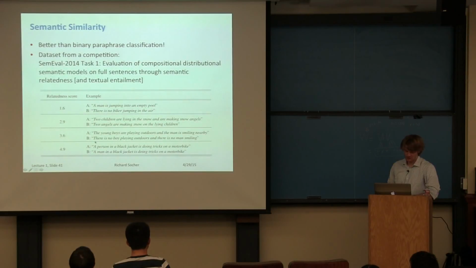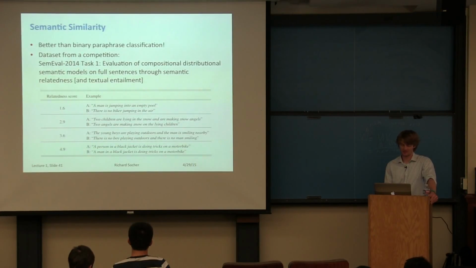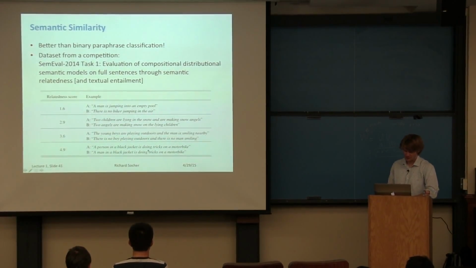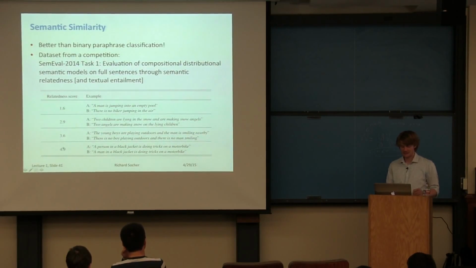And then we move on to more and more similar things. So the young boys are playing outdoors and the man is smiling nearby, and there's no boy playing outdoors and there's no man smiling. So these two here, you would think are describing kind of different things, but they're still quite related in several ways, in that the same kinds of actors are being described, same kind of activities are being described, just one is actually negated. And then here we have two sentences that are really very similar. A person in a black jacket is doing tricks on a motorbike, and a man in a black jacket is doing tricks on a motorbike. Very similar sentences, basically close to 5 in their relatedness score.